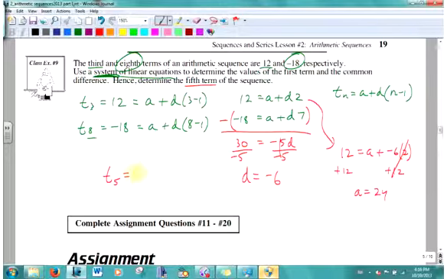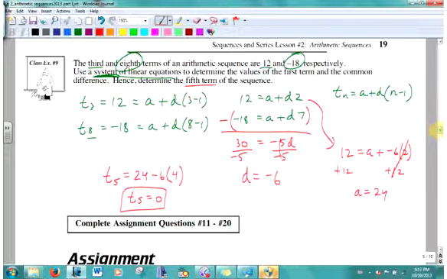Let's just put that in there now. T5 is A plus D minus 6 times N minus 1. N is 5. 5 minus 1 is 4. Okay? 24. Take away 24. Just like before, T5 is 0.